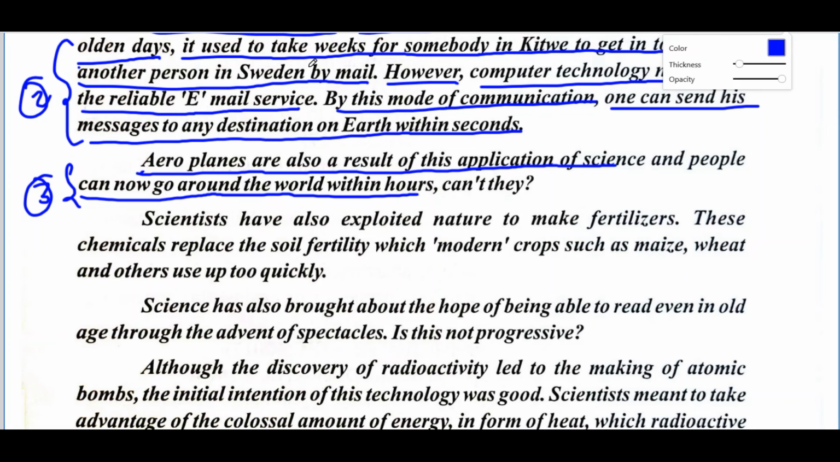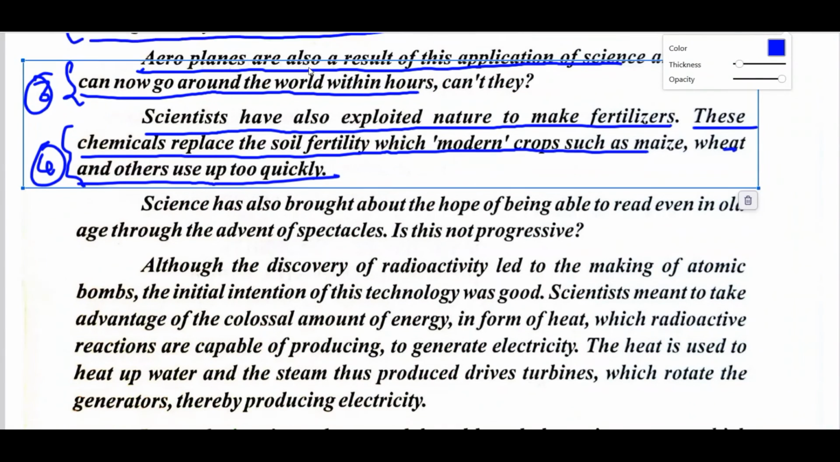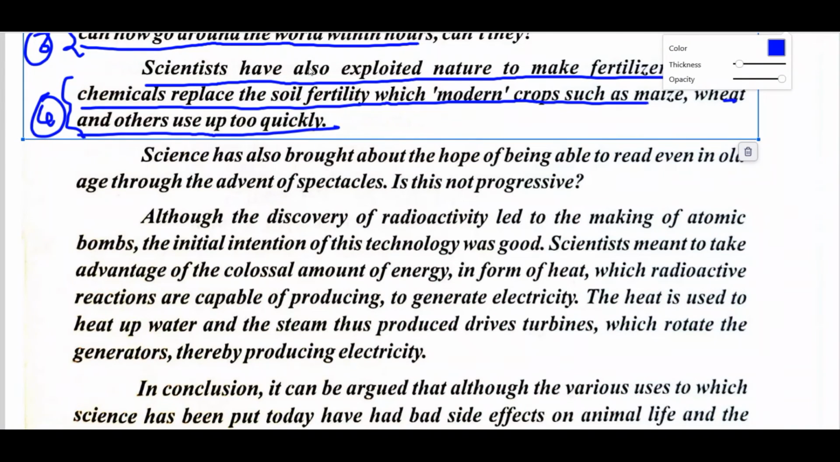Then let's look at agriculture. Scientists have also exploited nature to make fertilizers. For example, they use science to make fertilizers, where we look at the reaction of hydrogen and nitrogen under the Haber process. That's science. These chemicals replace the soil fertility which modern crops such as maize, wheat, and others use up too quickly. So this is another point. As we can see, we are giving points that defend our side, where we said science has caused more good than harm.